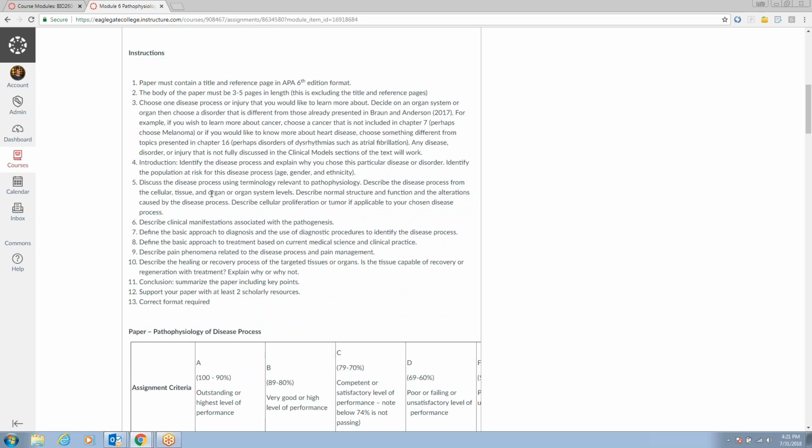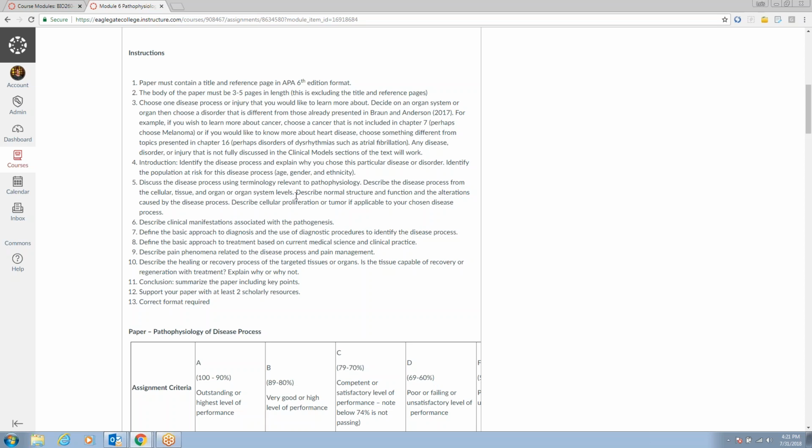So there's our introduction, and we're going to go down now to the next thing, and this is where we discuss the disease process using terminology relevant to pathophysiology. And that makes sense because we're in a pathophysiology class, so we're going to speak that way. Not lay terms, but we'll talk about morbidity and mortality and different things. So use those terms that we studied. You're going to describe the disease process. You're going to do so from the cellular, tissue, organ, or organ system levels.